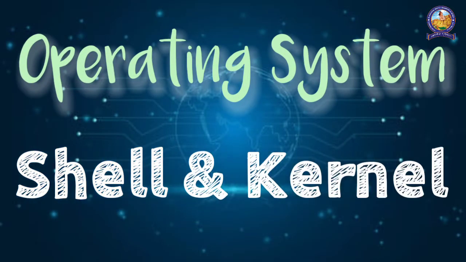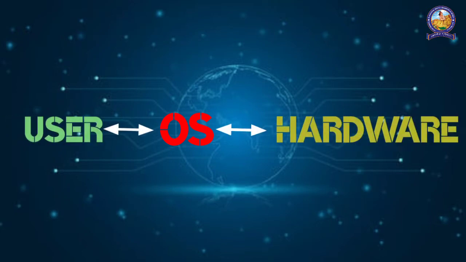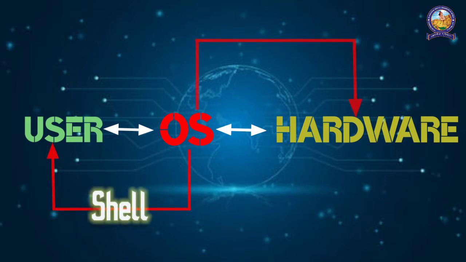Today we are going to discuss the shell and kernel of an operating system. First of all, we know that an operating system works as an interface between the user and the hardware. But as the operating system is working as an interface, one part of the operating system is communicating with the user and another part is communicating with the hardware. So actually an operating system is divided into two parts, that is shell and kernel.